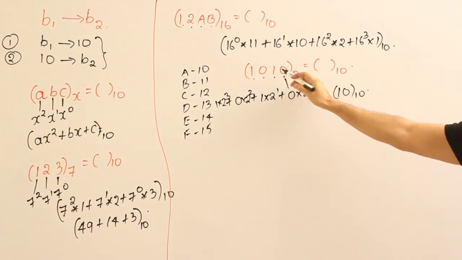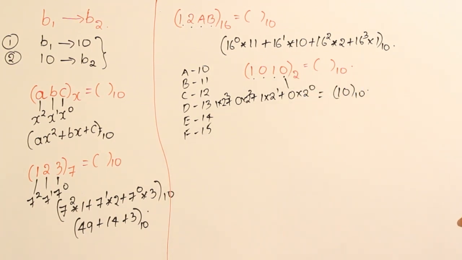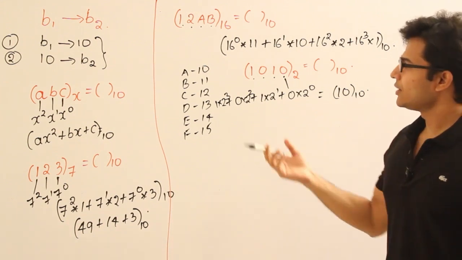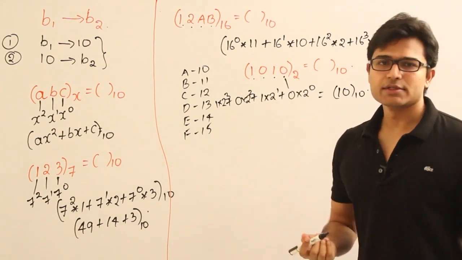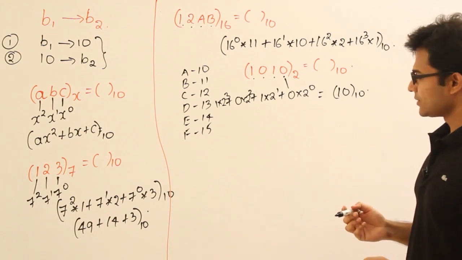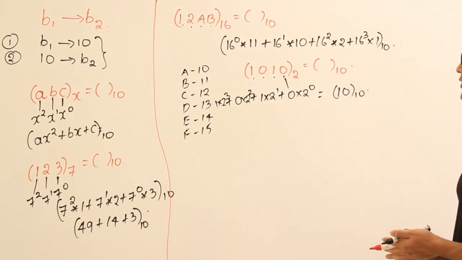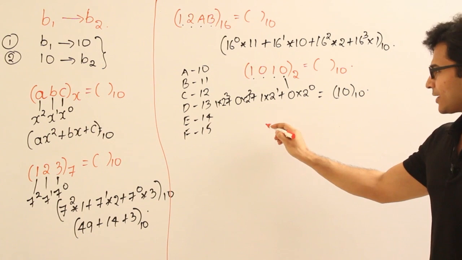So 10 in base 10 is 1010 in base 2. Now there is a shortcut here. You need not convert it this way. I'll just tell you, and you can apply this shortcut to all the number systems as well. The shortcut is like this. I don't know whether to call it a shortcut or not. That all depends on how well you practice it.